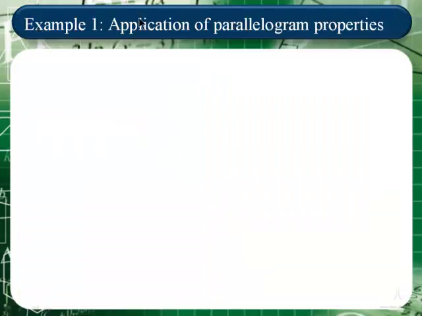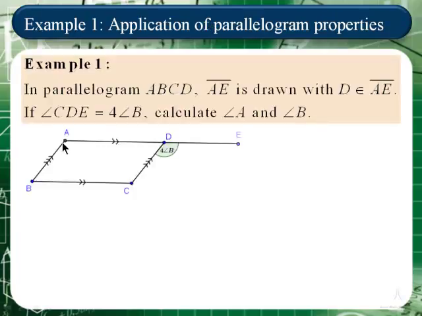Let us look at example 1 where we apply the parallelogram properties. We are given a parallelogram ABCD. In other words, we know that pairs of opposite sides must be parallel. Furthermore, AE is drawn with D an element of AE, or we could also say AD is produced to the point E. Furthermore, it is given that angle CDE is 4 times angle B. You are requested to calculate the measures of angles A and B.